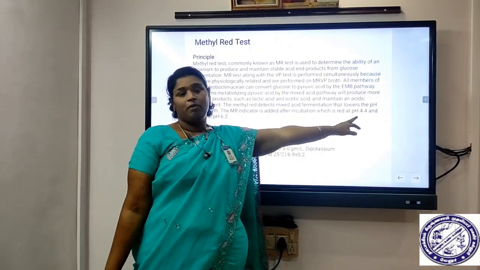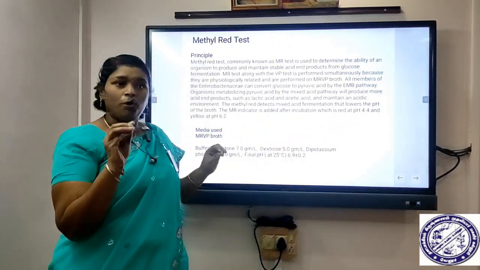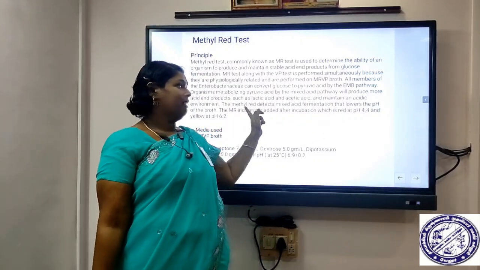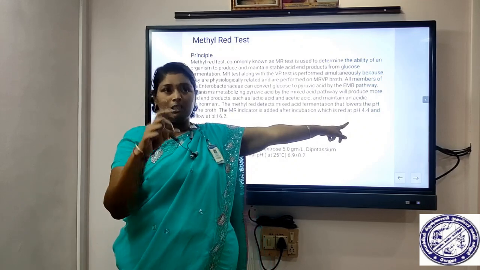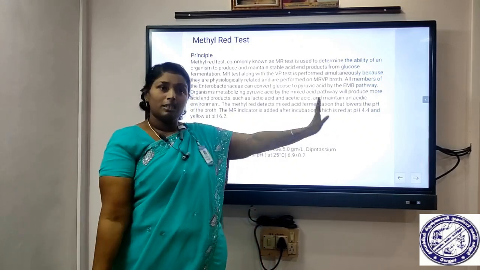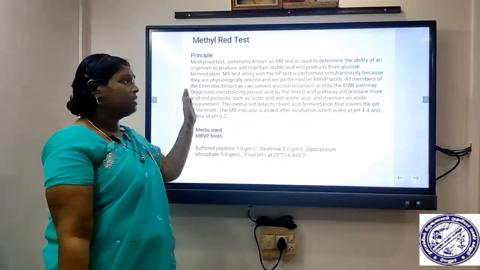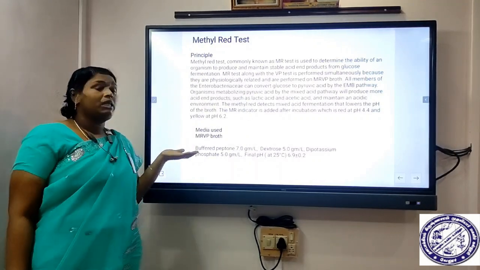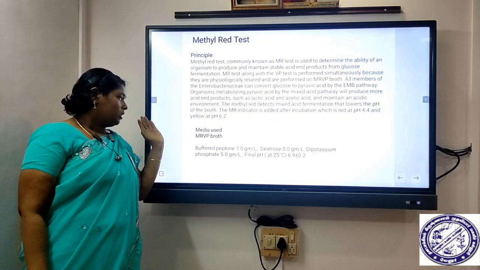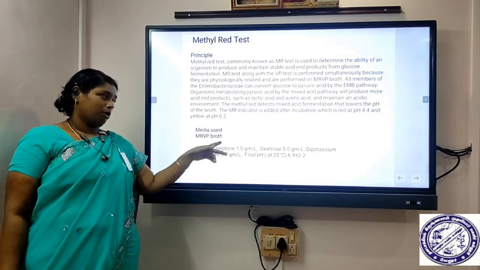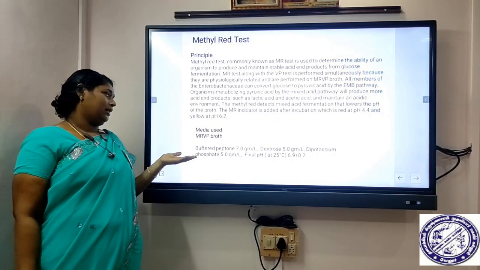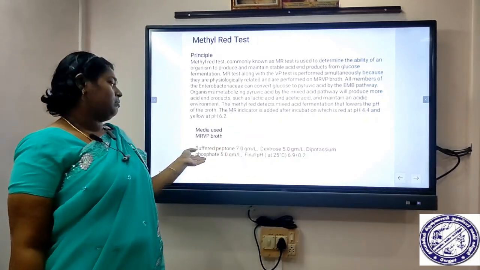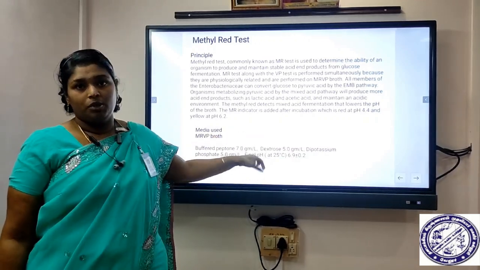So the pH will be 4.4. When it is 4.4 it means it is low pH. At that pH, the methyl red will convert the medium into red color. So this denotes the positive reaction. This is the principle of methyl red test. So what is the medium used for the methyl red test? The medium used is the MRVP broth. It contains buffered peptone, dextrose, dipotassium phosphate. We have to maintain the pH of 7.